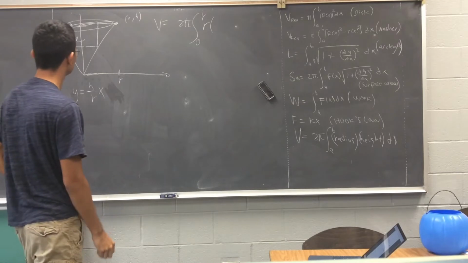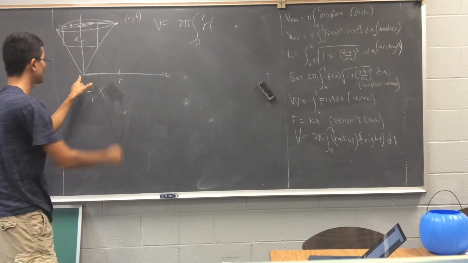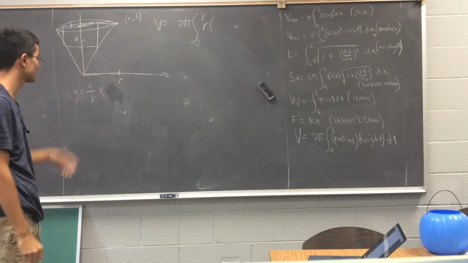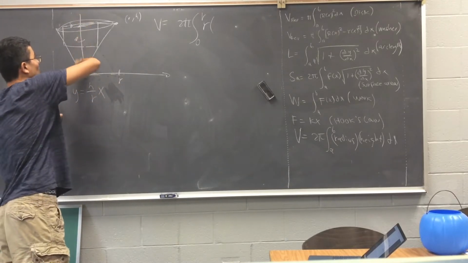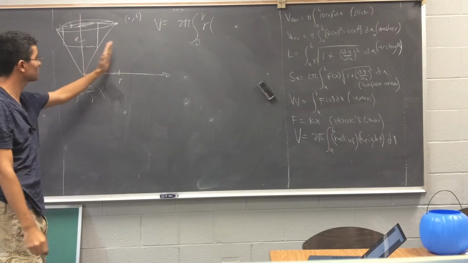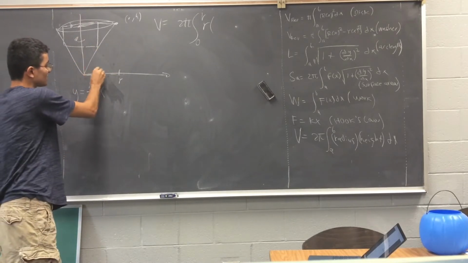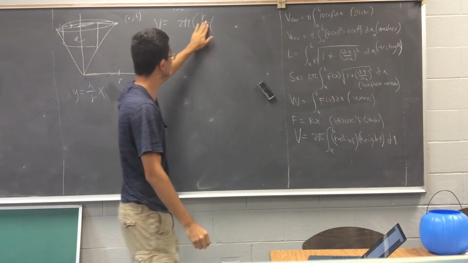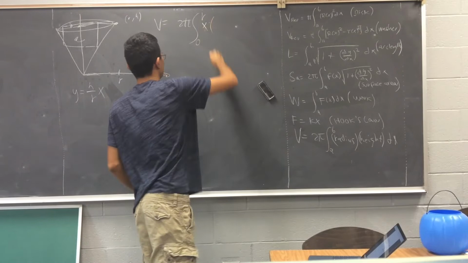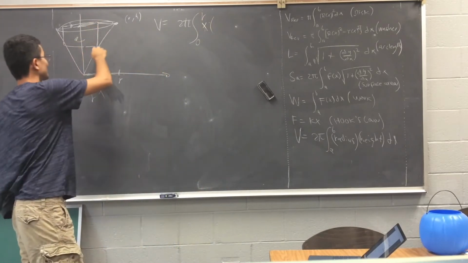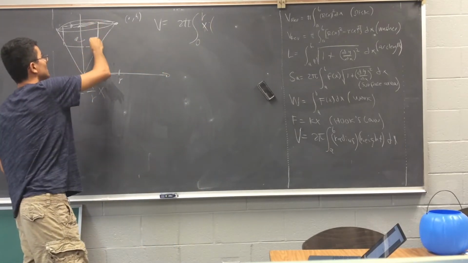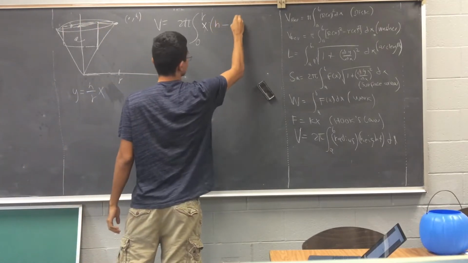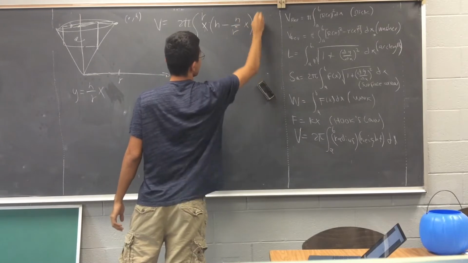So the radius is actually going to be r, right? But that's just the constant. So it's actually x, because we're integrating a whole bunch of different shells from here to here. So the radius could be any number, from here to here, it's got to be x. So the radius is actually x. So that's x times the height. The height is going to be this minus that, this distance over here, which is h minus the function. So that's going to be h minus h over r times x, dx.